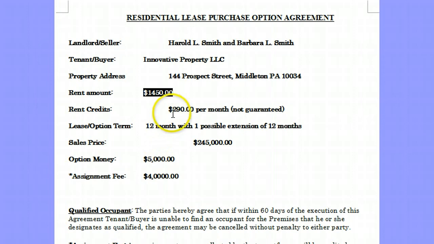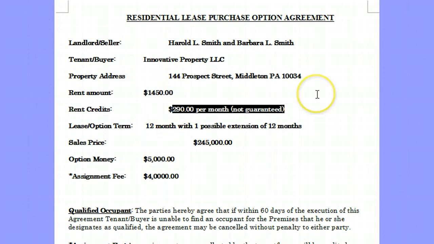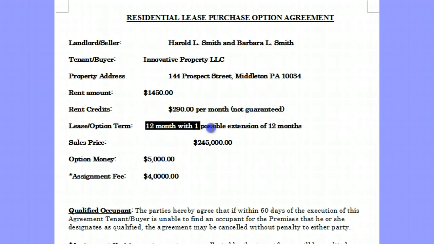Rental credit, I like to put 20% most of the time. And I put not guaranteed in there because I tell the sellers you may not have to give this credit every month. They may not earn it. They have to pay the rent by a certain date or they don't get the rent credit. The option term is usually 12 months with one possible extension to 12 months.